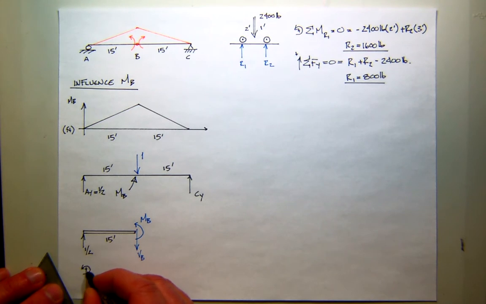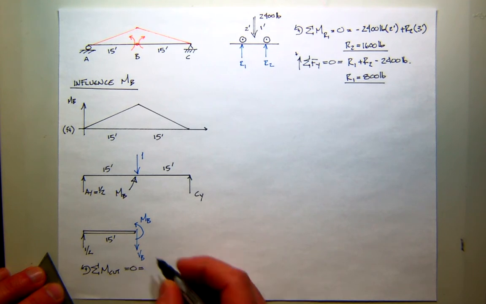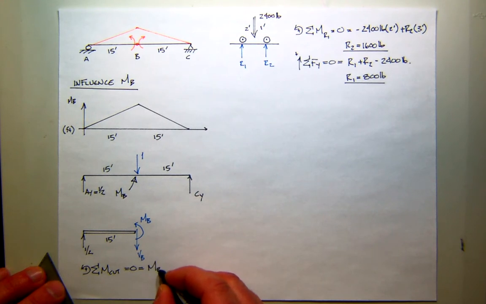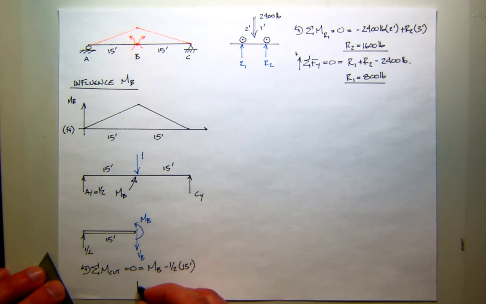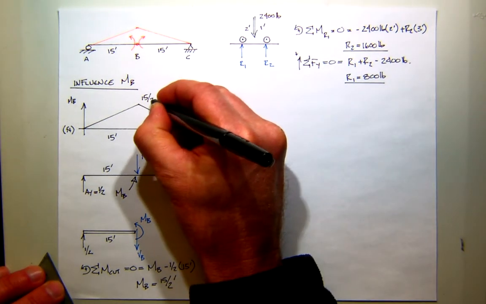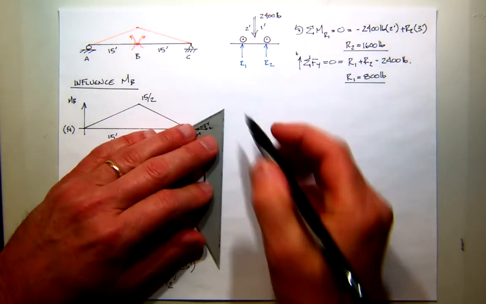Well, just to make sure that you see it, if you sum the moments at the cut and set it equal to 0, what do you get? Well, with my sign convention, this is a positive moment. The 1/2 would create negative moment with the moment arm of 15. So it looks like the moment at B is 15 divided by 2 feet. So now I know that this is 15 divided by 2. So now I have my influence line. So now I want to solve the problem.